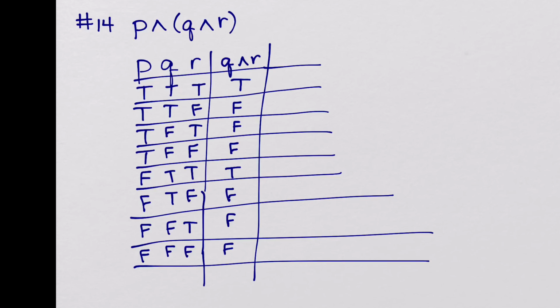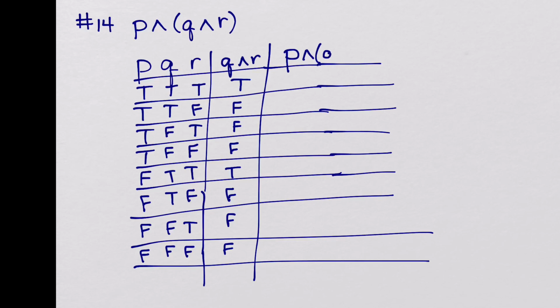And now we can construct the whole thing. So we have P and Q and R. Okay. So now we're joining together the first column with the column we just created, column 4. And we're using the AND connector again. So any false makes it false. First one is true. Second is false. Third is false. And the fourth is false.